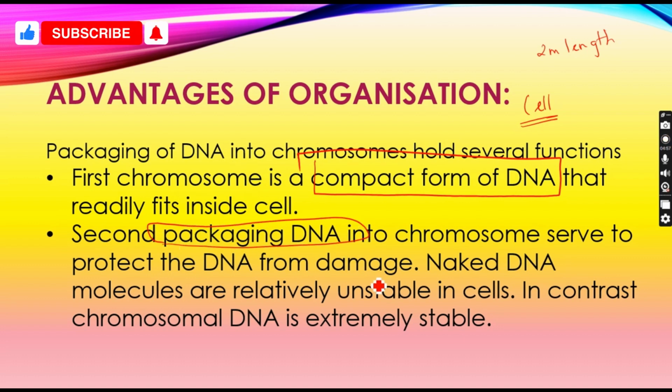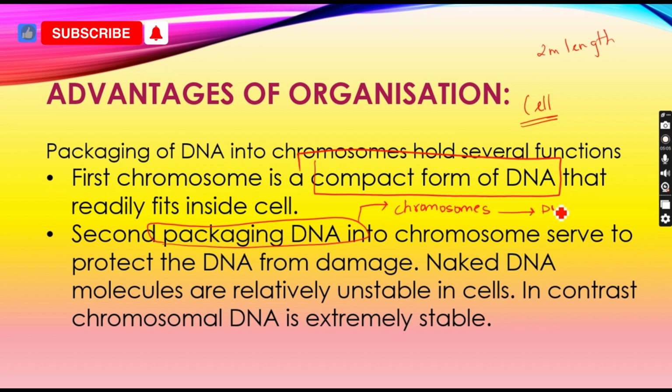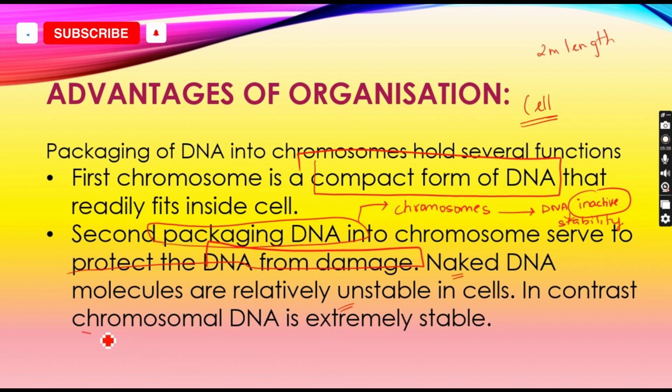Second is the packaging of DNA. Packaging of DNA into a chromosome is what makes a DNA inert and inactive. The inactive form of DNA is very important for the stability of a DNA in the chromosomes. Therefore, it protects the DNA from DNA damage. The DNA damage does not take place because of the inactive form of DNA. If the DNA is without compaction, it can become unstable inside the cell. Therefore, the chromosomal DNA is a very stable form.